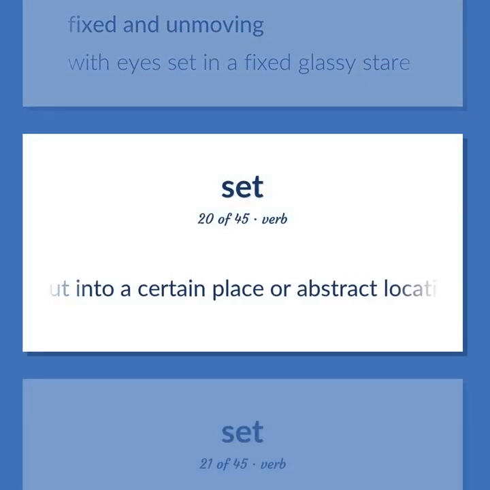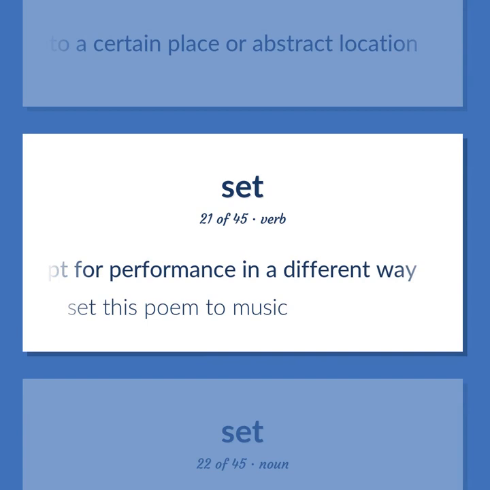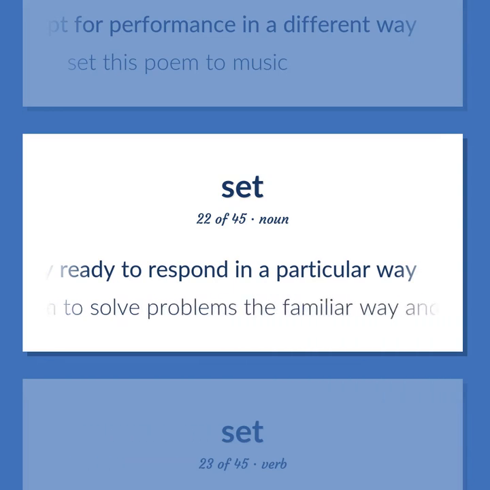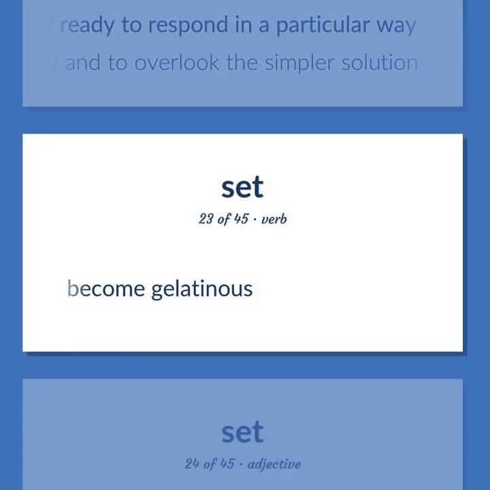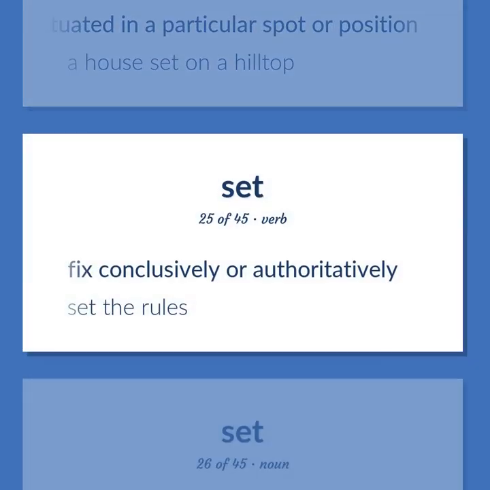Put into a certain place or abstract location. Adapt for performance in a different way. Set this poem to music. Psychology: being temporarily ready to respond in a particular way. The subject set led them to solve problems the familiar way and to overlook the simpler solution. Become gelatinous. Situated in a particular spot or position. A house set on a hilltop. Fix conclusively or authoritatively. Set the rules.